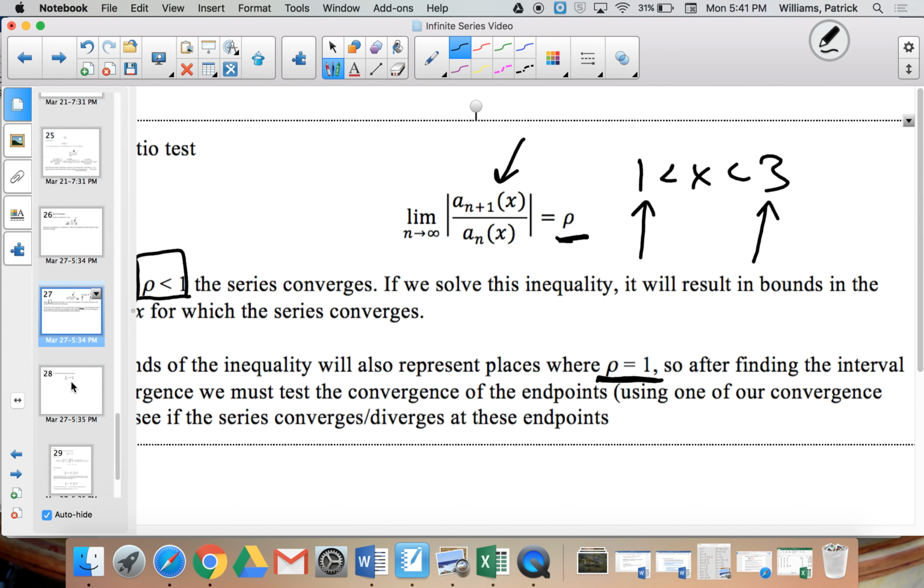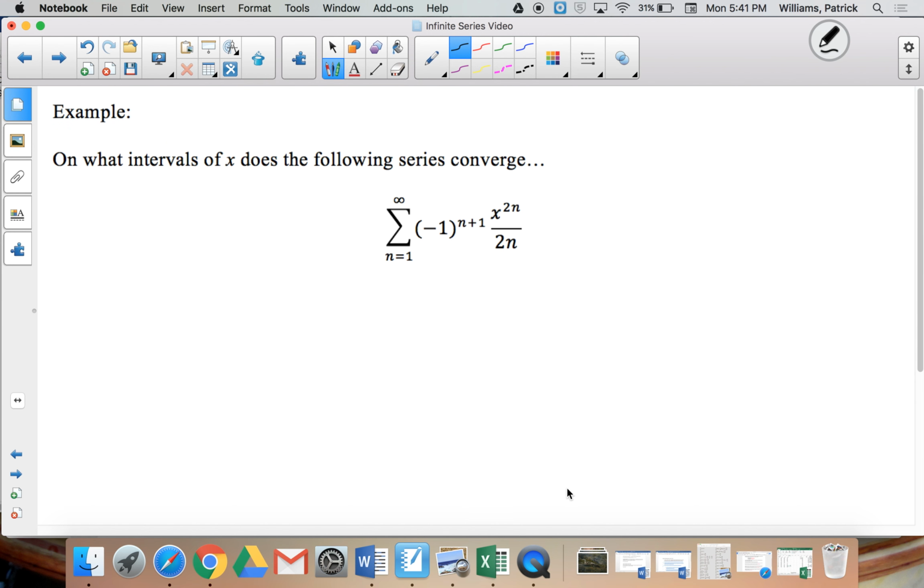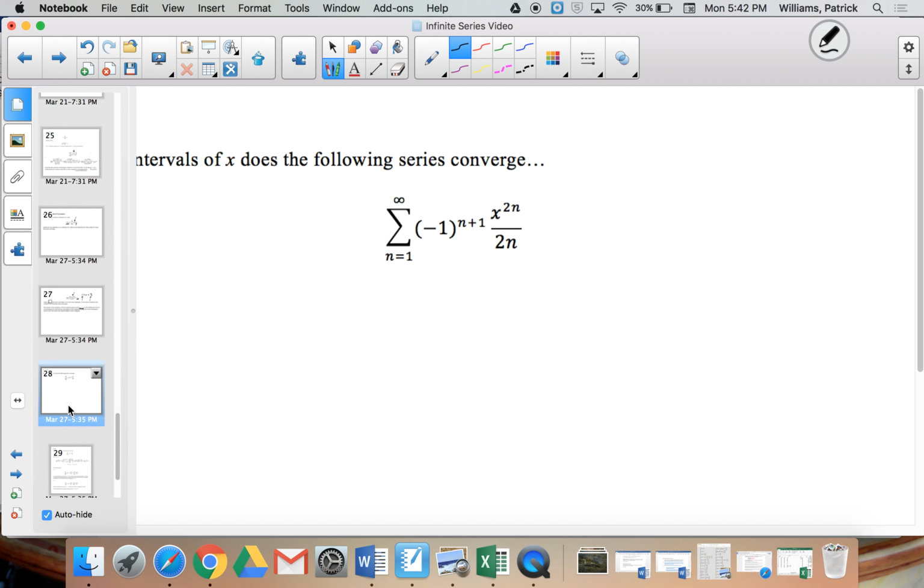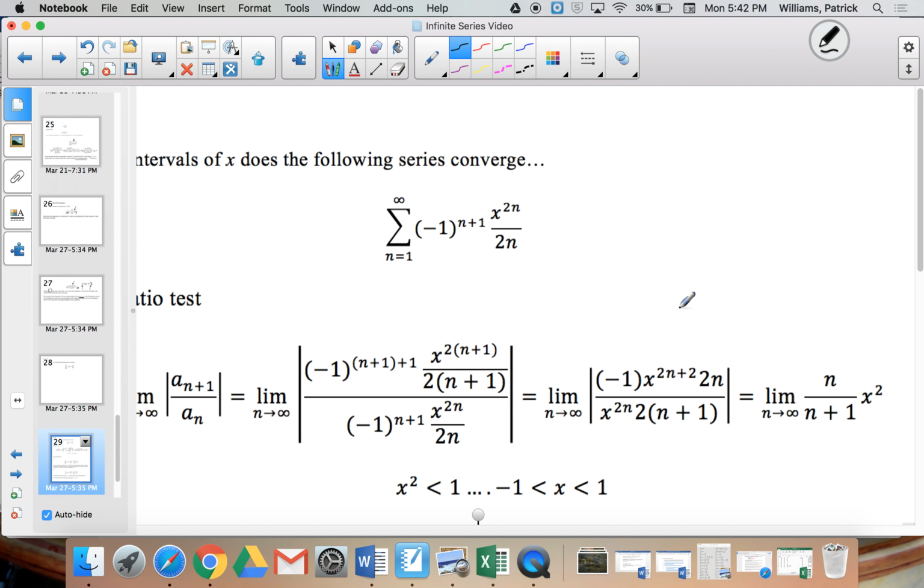So let's say that we are given this particular series, and we want to find on what intervals of x the following series converges. So the first thing we want to do is apply the ratio test. So again, the ratio test is no different. We just have an x in there now, but remember, you're going to be looking at this sequence when n is equal to n plus 1, and when n is also just equal to n, and doing that ratio and taking the limit as n goes to infinity. So why don't you just try doing that right now and see what you come up with on your own. Pause the video.